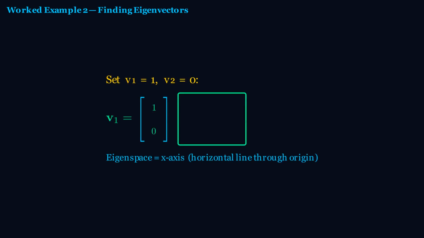Let v1 equal 1. Then v2 equals 0. The eigenvector for lambda 1 equals 3 is the vector with components 1, 0. All scalar multiples of this vector are also eigenvectors for lambda 1. Geometrically, the eigenspace is the horizontal axis, the x-axis.